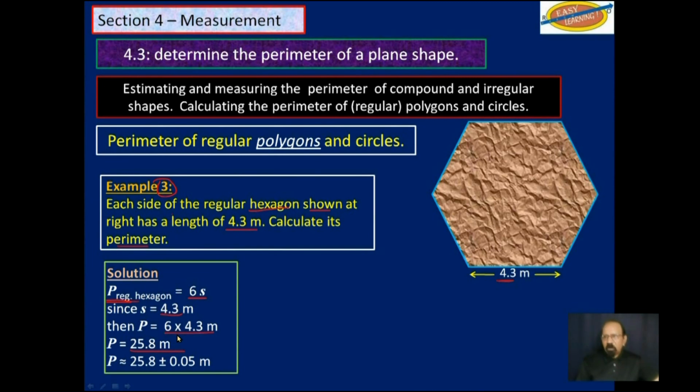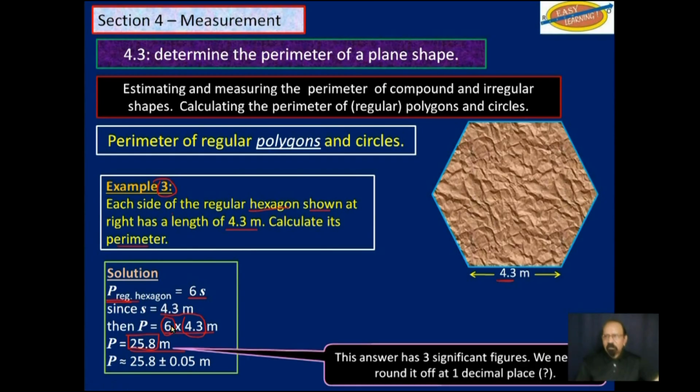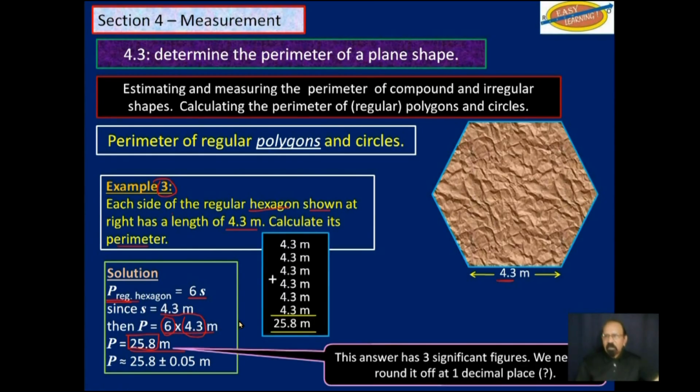Now, I know you may look at this and say, well, I only have 2 significant figures here, and down here I have 3 significant figures, so I must round it off to 2 significant figures. But remember, this 6 here, you are adding that number 6 times, so our uncertain digit in the highest position is there in the 1/10 position.